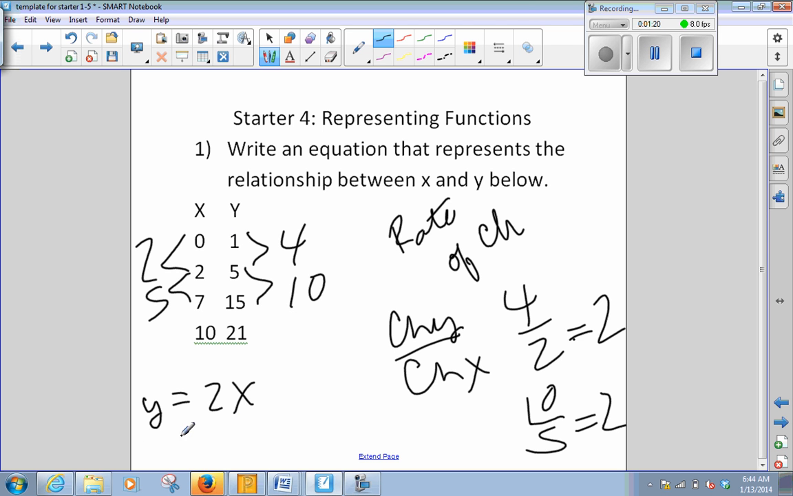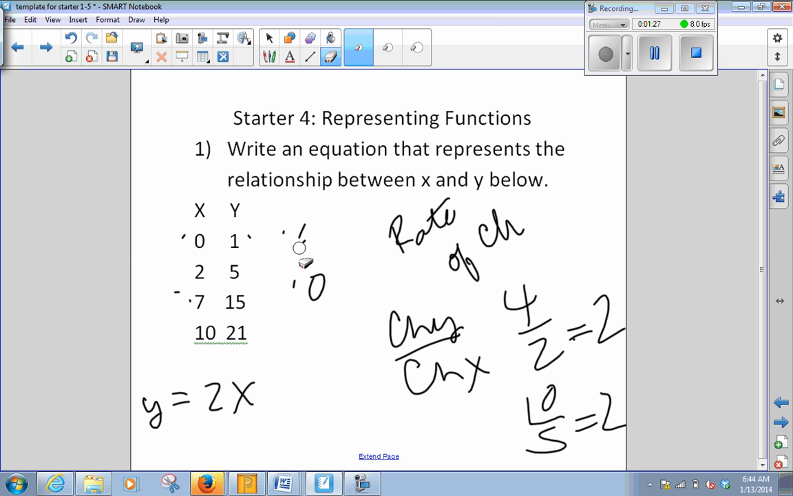In order for this to be the right equation, for all my values of x, I can multiply them by 2. Let's see if I'm right. 0 times 2 is not 1. So even though 2x is part of my equation, I still need to add a little bit more. 0 times 2 is 0. To get from 0 to 1, I would need to add a 1. So I've got a good guess right now that my function rule is probably 2x plus 1. Let's see if that works for all of them.